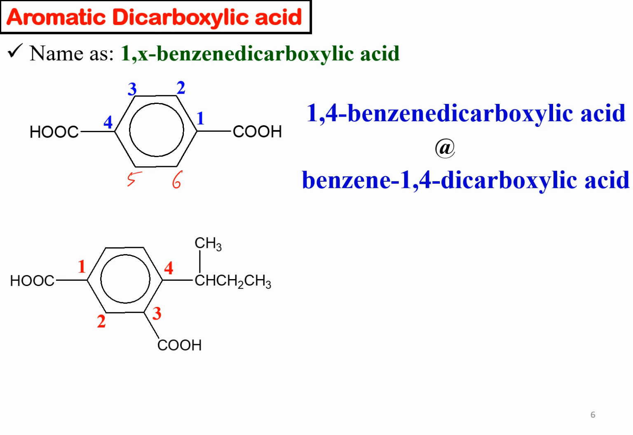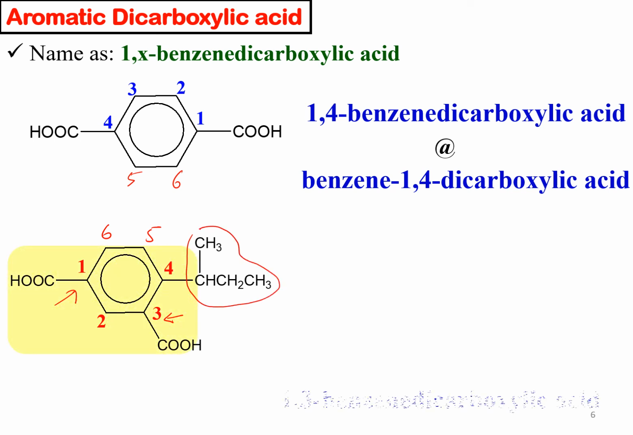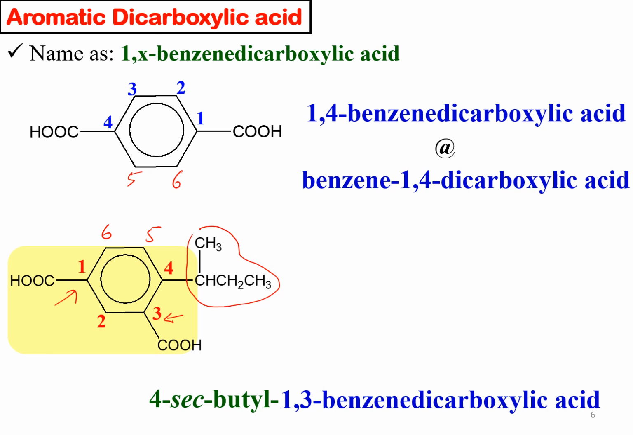Now look at the next one, 1, 2, 3, 4, 5, 6. You can see that we have COOH at carbon 1 and COOH at carbon 3 attached to the benzene ring. Then you have a substituent attached to carbon 4. So this is the parent name: 1,3-benzene dicarboxylic. Then you have the substituent 4-tert-butyl.